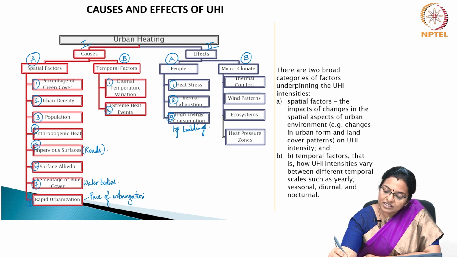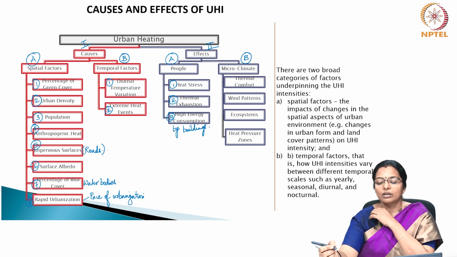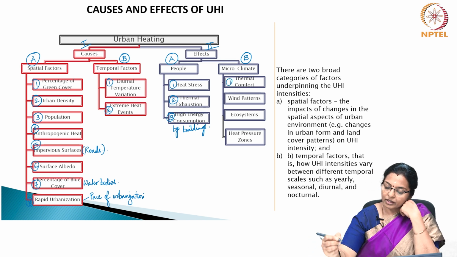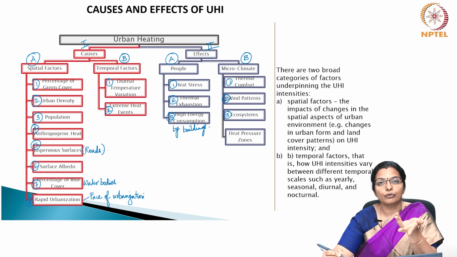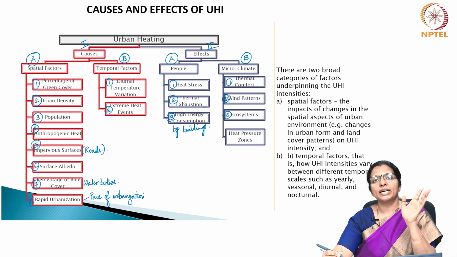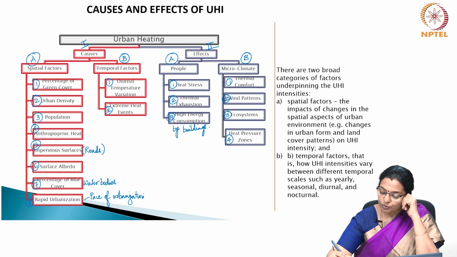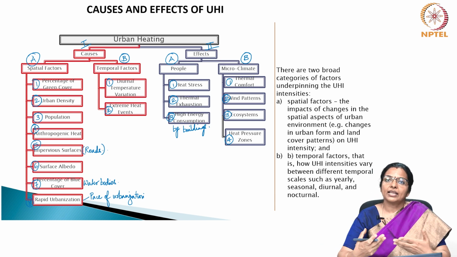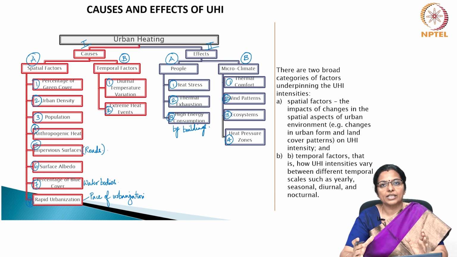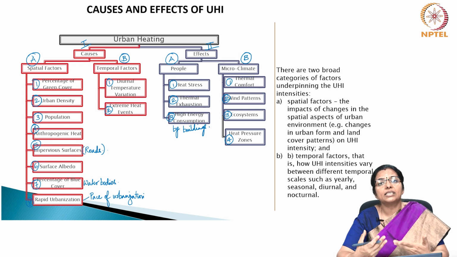The second major effect is on microclimate. So, how thermal comfort gets affected? Wind patterns tend to change. The ecosystem gets affected. Sometimes migratory birds collapse and fall. I'm giving a very small and common example. Heat pressure zones are created, and once they are created and precipitation starts, there can be very heavy rainfall just over a city because of UHI, and that can even cause unprecedented and unexplained rain over cities, causing flooding.